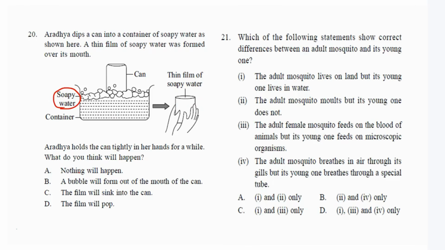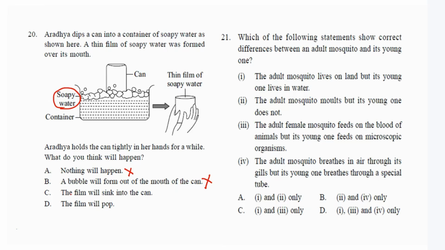The first option says nothing will happen. This cannot be possible. Something will happen, right? Because it has already touched the soapy water. The second option says a bubble will form out of the mouth of the can. So a bubble will form and it will come out of the mouth of the can. So this is not possible because there is no air pressure. So this is also wrong.